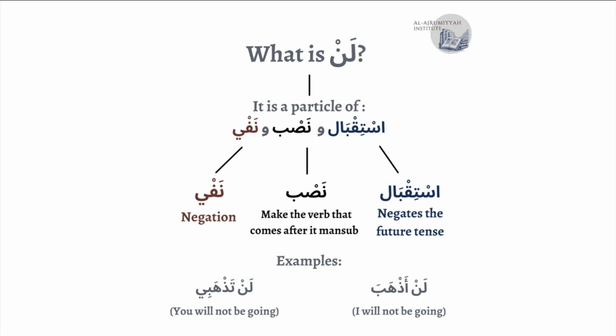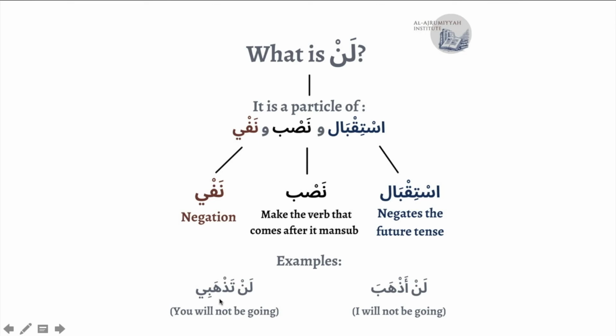So an example, we have examples here when I say, for example, lan adhhaba. Lan adhhaba means I will not be going, i.e. in the future tense. So I'm negating the future tense, which is istiqbal or nafi. And also I'm making the verb adhhaba mansub with a fatha because of lan. So lan is going to make the verb that was originally adhhabu with a dhamma, adhhaba with a fatha.